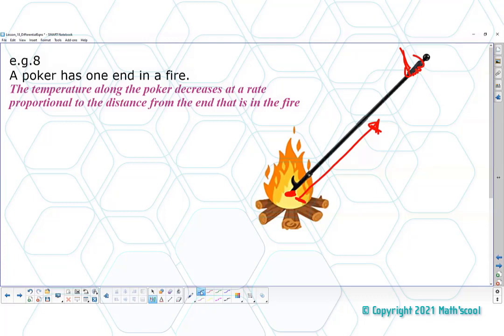Funny that. Okay, so, all right, what are you going to define as your variables? Good.